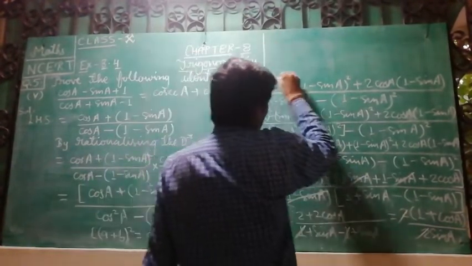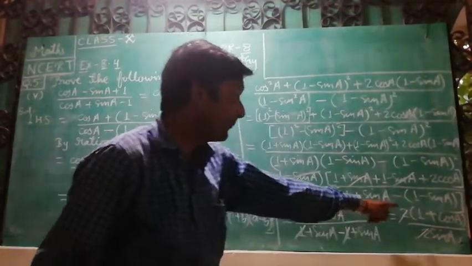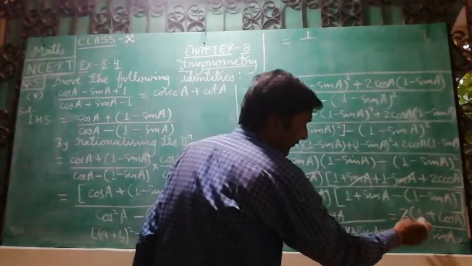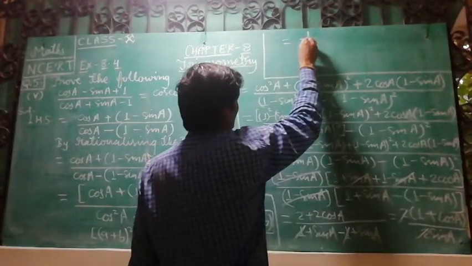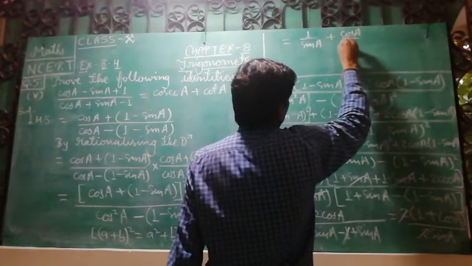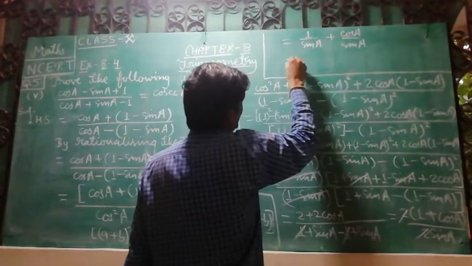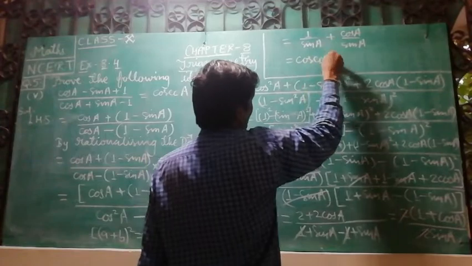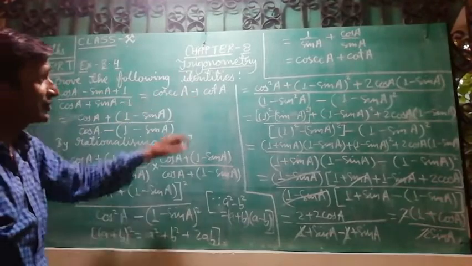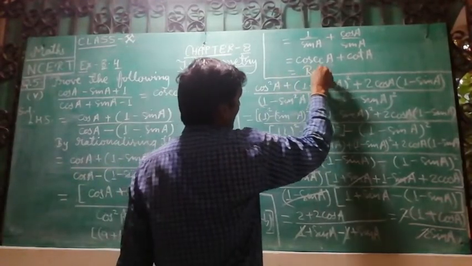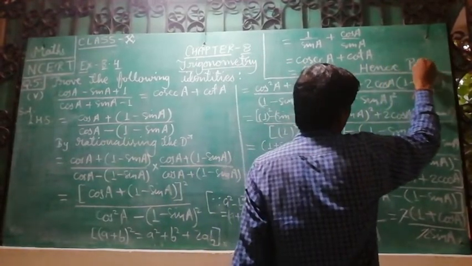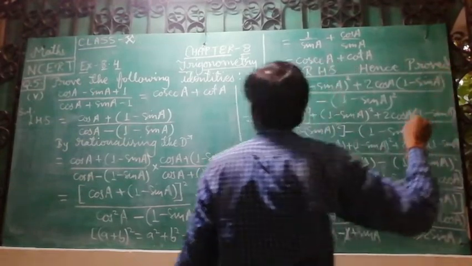Now you can solve it further. How can you solve it further? You can break the LCM from here. So it will become 1 upon sin a plus cos a upon sin a. So now this will become cosec a plus cot a. See our RHS, it is cosec a plus cot a only. So this is our RHS. Now we may write hence proved. So this identity proving part is over for question number 5 of exercise 5.